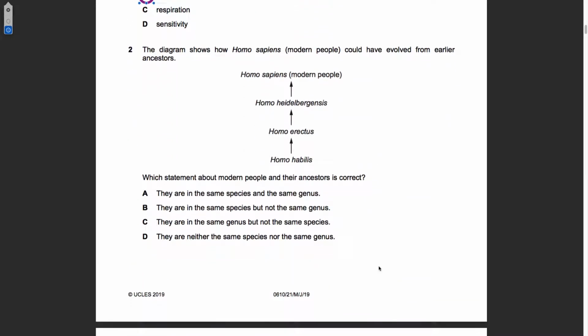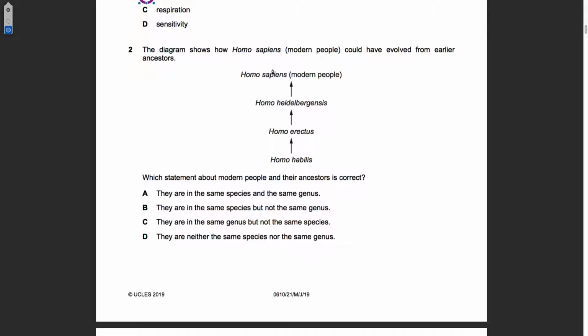Next question also has a diagram, a flow chart. It says the diagram shows how Homo sapiens, also known as modern people, could have evolved from earlier ancestors. And the flow chart shows evolution from Homo habilis through to Homo sapiens, the modern people, which we belong to. So which statement about modern people and their ancestors is correct? A, are they in the same species and the same genus? Well, if you look at the name, it's what we call a binomial name. So there's two parts to it. This first part, which has a capital letter, is the genus name. So that's Homo. So they're actually all sharing the same genus.